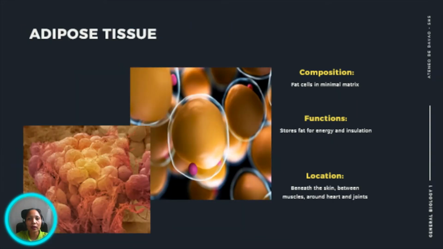We also have the adipose tissue. These are fat cells in minimal matrix. It stores fat for energy and insulation. This can be found beneath the skin, between muscles, around the heart, and joints.